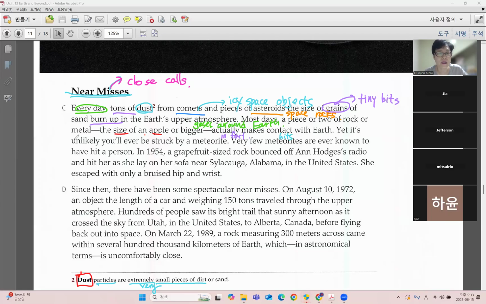yet, but it's unlikely. What does unlikely mean? Un means, what is it? Not. So unlikely means, what is that? Not probable. You will be struck, hit by a meteorite. Once again, what is a meteorite? Space rock.